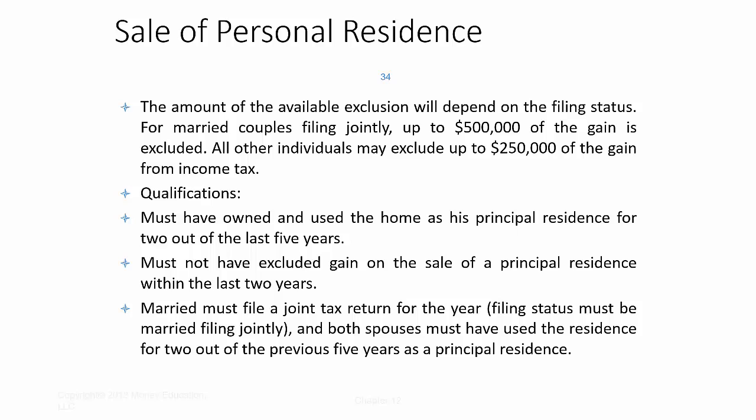So the amount of available exclusion will depend on the filing status. For married couples filing jointly, up to $500,000 of the gain is excluded. So your house could have gained $500,000 in value, and it's excluded. All other individuals may exclude up to $250,000 of the gain. That's based on the filing status.